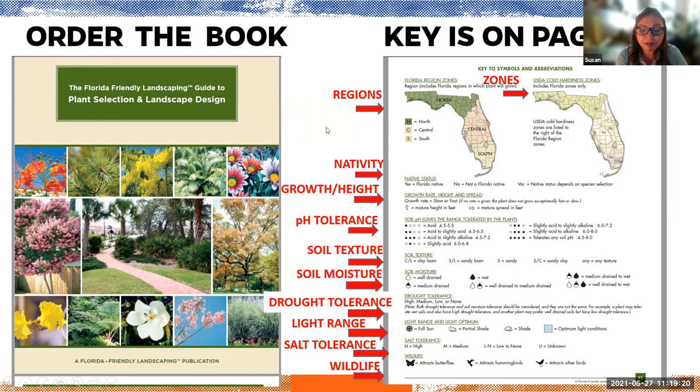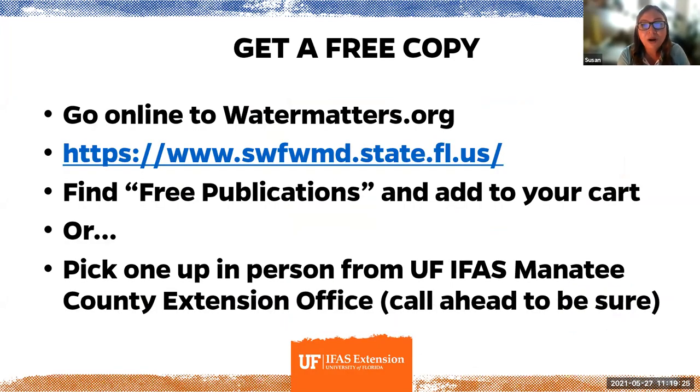So this book is really, really helpful, and you can go to watermatters.org at this website and click on free publications and just add it to your cart, and that way they will actually mail it to you. The book itself is free and the shipping is free. Or if you'd like to, you can pick one up from our office. We tend to keep them up at the reception desk, but give us a call just to make sure that we have them in stock before you make a trip over here for that.